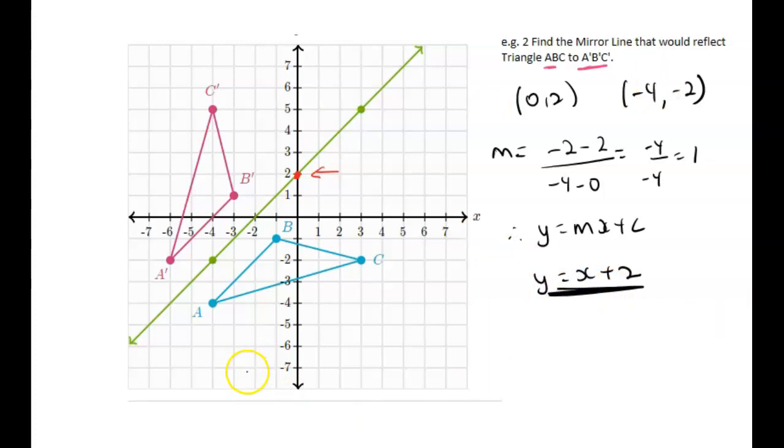This takes me to the end of the video. I hope that you all understand. I did a reflection question where we did the matrix method and the regular method with respect to using ruler and protractor alone. And we also did a question where we have to find the mirror line.